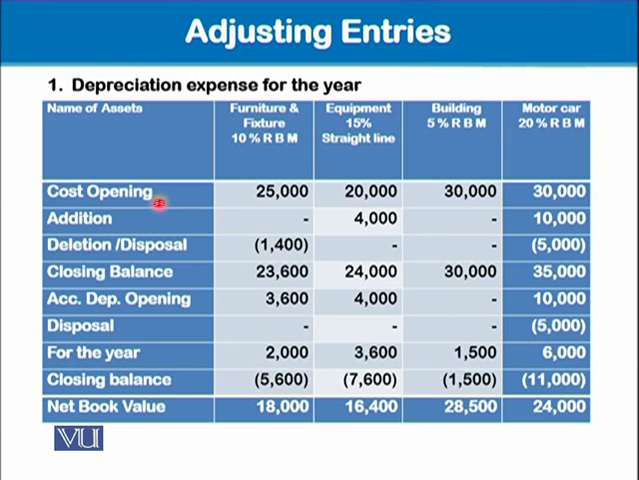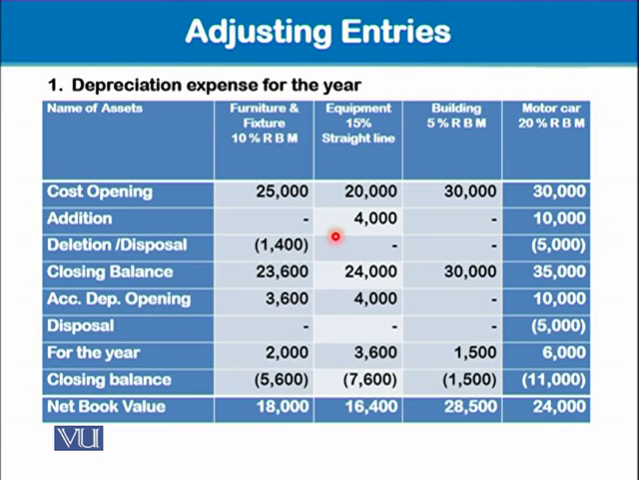Okay, well, so the cost at the opening is appearing in the trial balance, or we will be calculating it, which is 25,000 for furniture. For equipment, it is 20,000. For building, it is 30,000. Why 30,000? Because half of the building was used by the proprietor, and half of the building is in our use. And the motor car cost is 30,000. We have already discussed this while reading the trial balance.